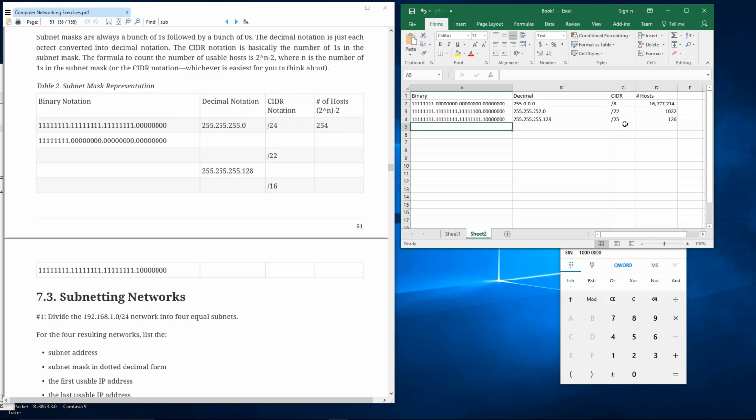Okay, so you should start to notice that there's a relationship. The bigger our subnet mask gets, the fewer computers or hosts we can put on that network.